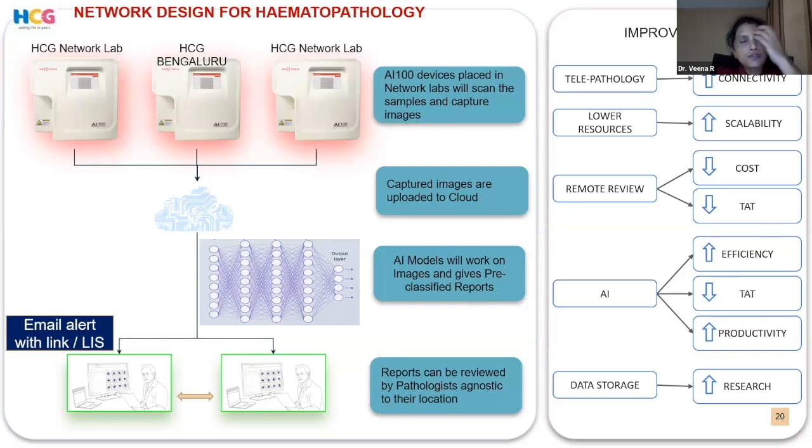So all images from these actually get uploaded onto the cloud, and the AI model will work on these images and gives a pre-classified report. So our pathologists in Bangalore will actually go through these images, but also we have 2 more pathologists in our network. One is in Vijayawada, and the other one is in Kolkata.